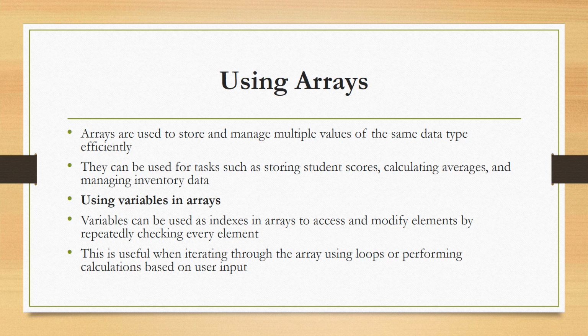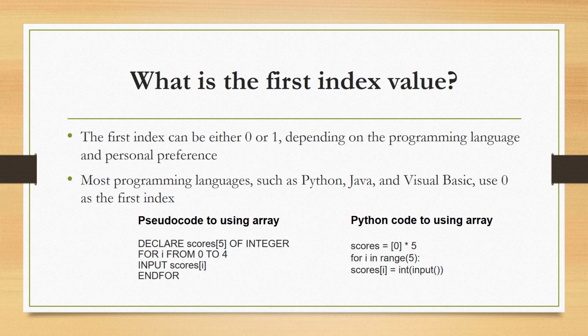Using variables in arrays. Variables can be used as indexes in arrays to access and modify elements by repeatedly checking every element. This is useful when iterating through the array, using loops or performing calculations based on user input. So in arrays, the use of loops is mandatory. Without loops, it's actually very difficult to manage our arrays, right? So that's why we learned the loop concepts earlier.